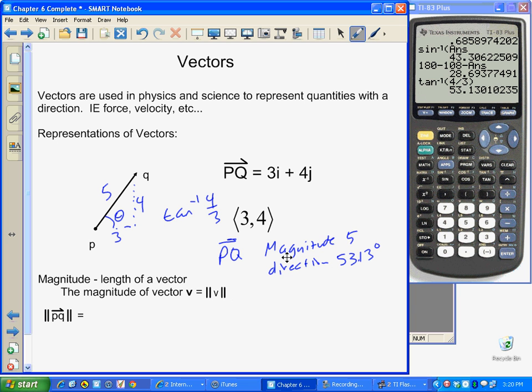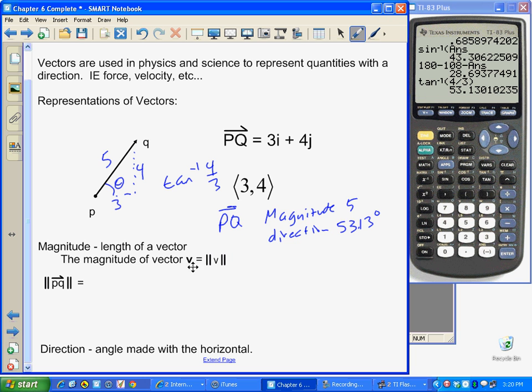Usually it would be stated force PQ, it would be named. So maybe it's wind blowing, or maybe it's a truck that's pushing something. It'd be force PQ has a magnitude of 5 at an angle of 53.13 degrees.